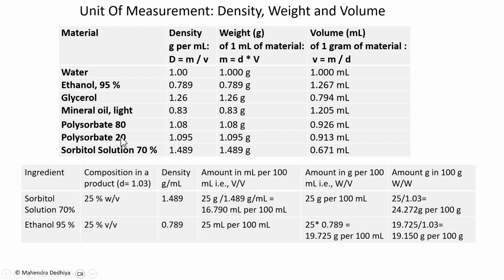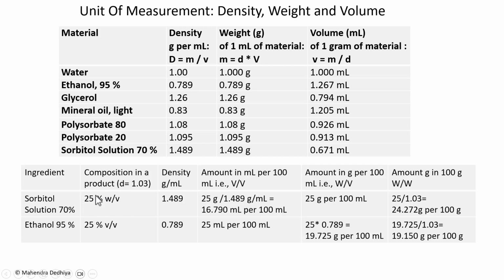polysorbate 80 and polysorbate 20, both surfactants commonly used in the pharmaceutical and cosmetic industry, and sorbitol solution, which has a density of 1.489. That means 1 milliliter of sorbitol will weigh 1.489 grams, and 1 gram of sorbitol will have a volume of 0.671 milliliter. So how do we now use these to get volume to volume, weight to volume, and weight to weight? So let's take two ingredients, sorbitol solution and ethanol, and these ingredients are provided in different configurations.